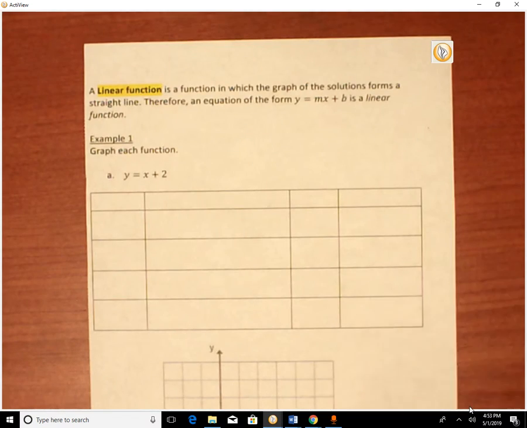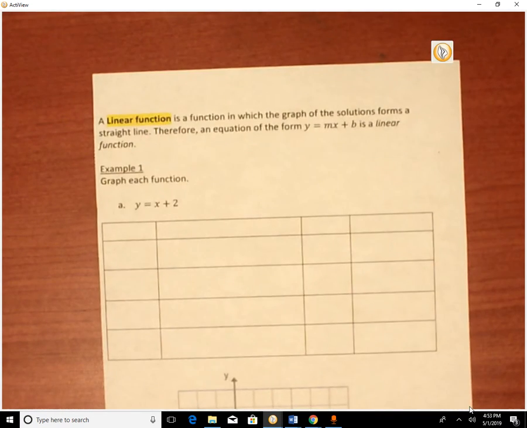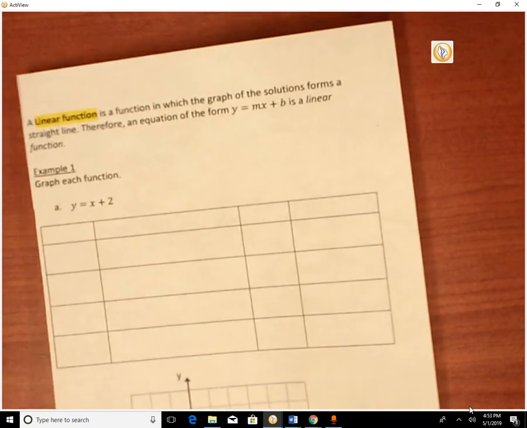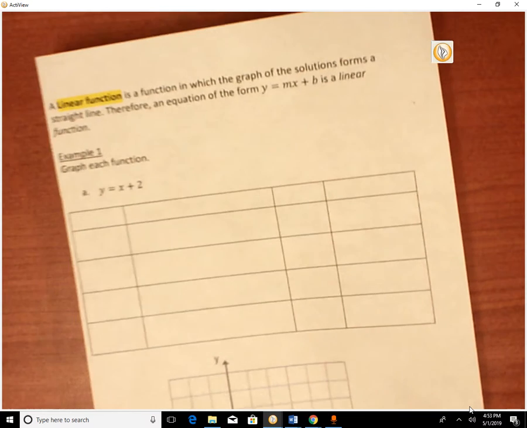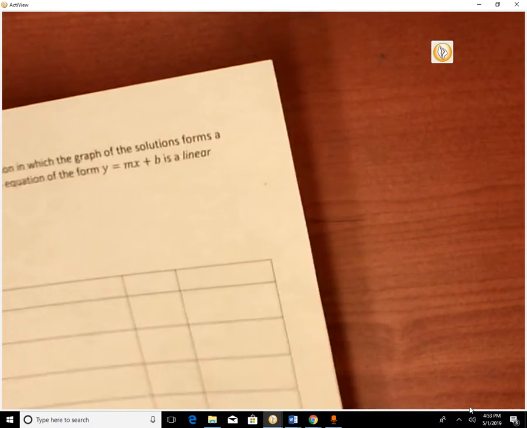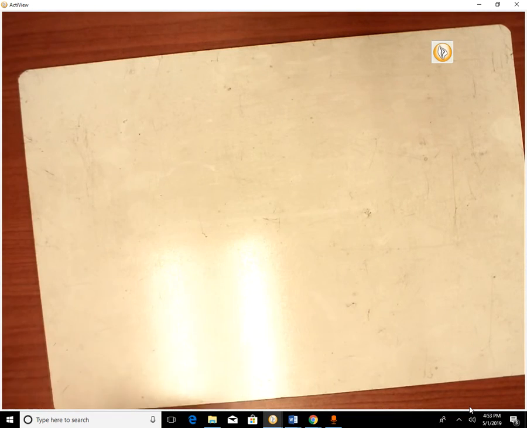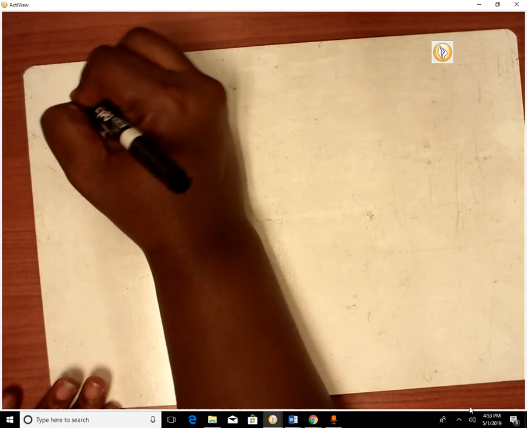Now, a linear function is a function in which the graph of the solution forms a straight line. Therefore, the equation y equals mx plus b is a linear function. Remember, y equals mx plus b is our slope-intercept form. Our slope-intercept form. Remember, linear has to be a straight line.